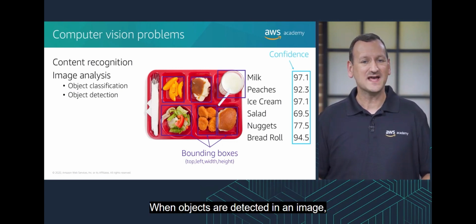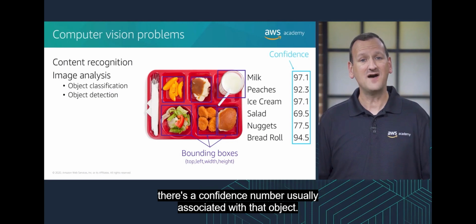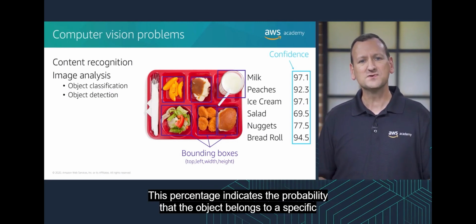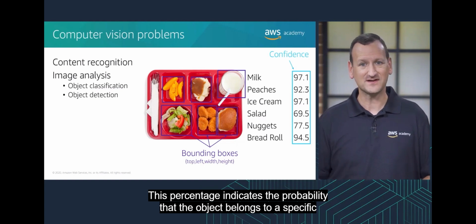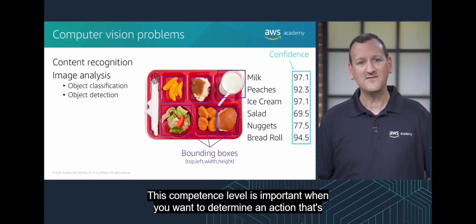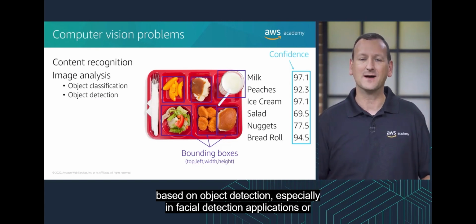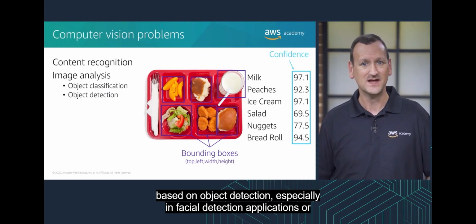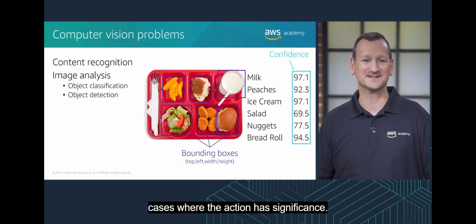When objects are detected in an image, there's a confidence number usually associated with that object. This percentage indicates the probability that the object belongs to a specific class. This confidence level is important when you want to determine an action that's based on object detection, especially in facial detection applications, or cases where the action has significance.